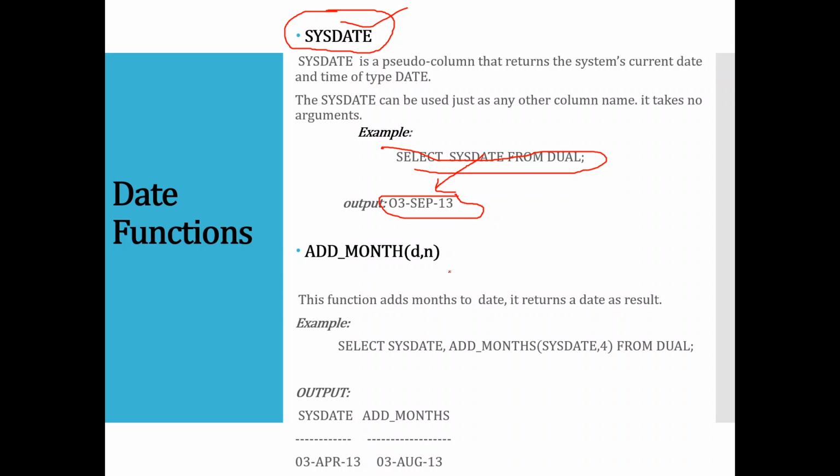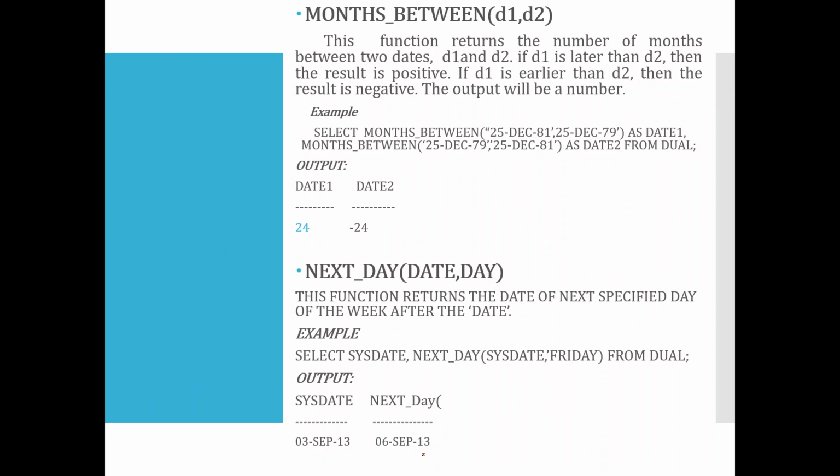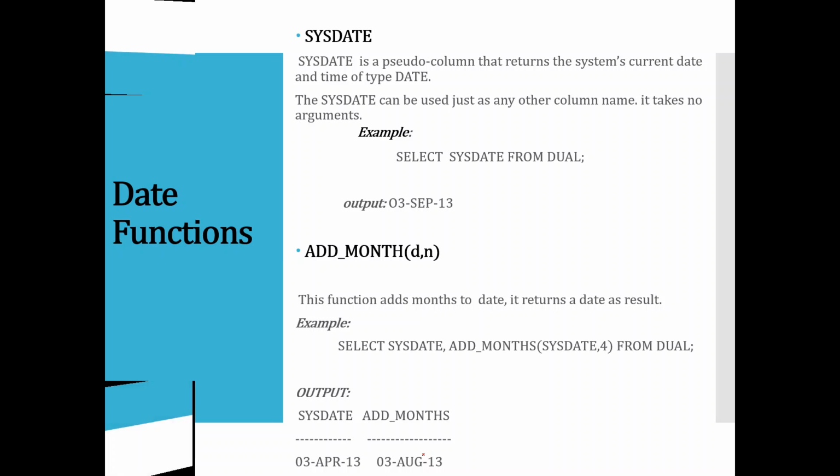If you want to add some months to your date, then you can use this particular function, add_months(d, n). That means add_months sysdate, that is today's date, and add 4 months to it. So this is the output. Sysdate is 3rd April 13. I have added 4 months, so May, June, July, August. So 4 months have been added to this particular date. So this is what add_months is. Then next is months_between.